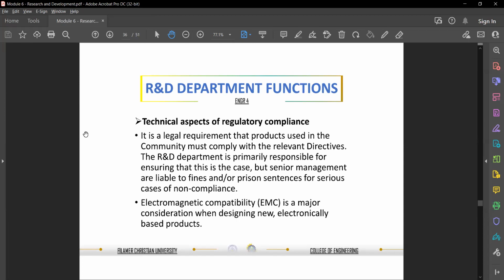So dapat complied sila with the government laws in terms of the use of their products. Then electromagnetic compatibility, or what we call the EMC. So it is a major consideration when designing new electronically based products. So usually yung FCC talaga yung parang nagre-regulate. Ayan. But sa Pilipinas, we have the NTC. Ayan.